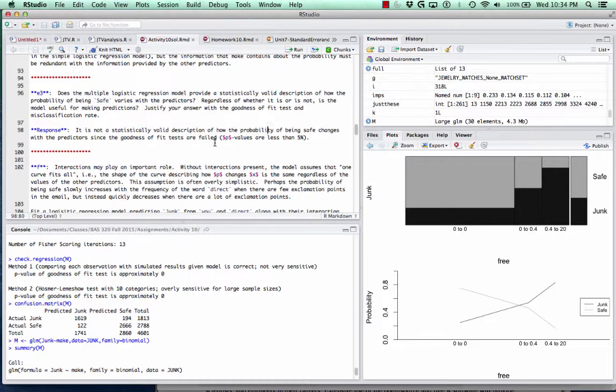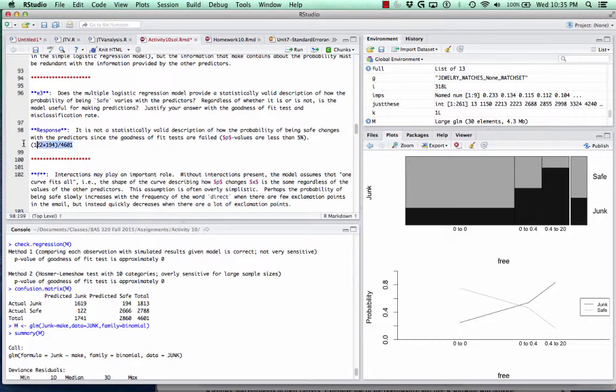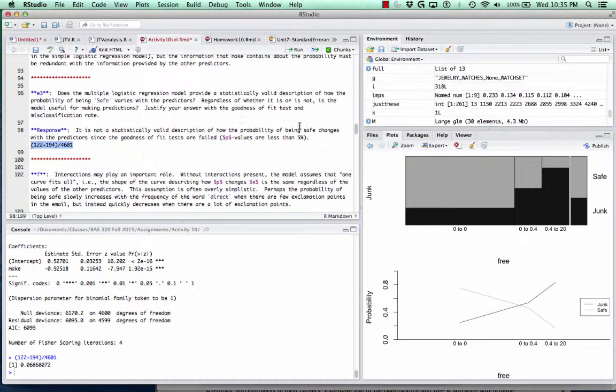Okay, now, is it useful, however? Wrong models are very often useful. Let's classify its misclassification rate. So we have a total of 122 errors, actual safe, but we predicted junk. And then we have another 194 errors where we predicted safe, but in actuality the email was junk. So 122 plus 194 over the 4601 emails. And that's going to work out to be 6.9%. So the misclassification rate is 6.9%.